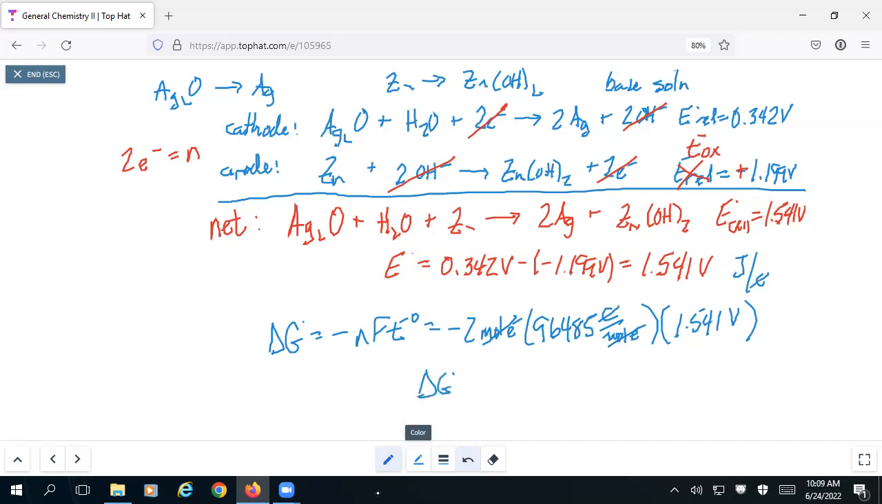I will get a delta G value here of -2 times 96,485 times 1.541 volts, to 4 significant figures, because this 2 is an exact number. We get -297,400 joules, or -297.4 kilojoules.